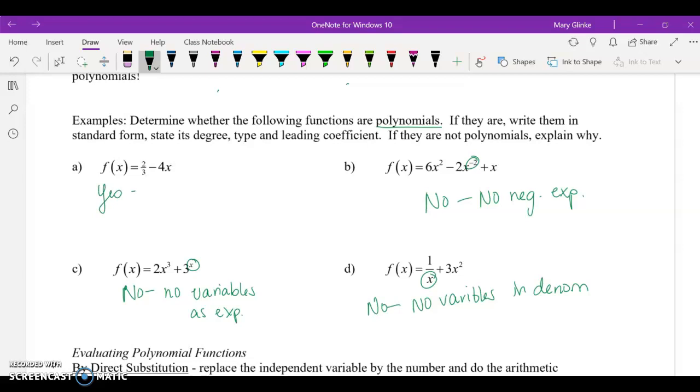So we want to write this in standard form. The -4x would come first, and then the 2/3 after it, making its degree 1. The type means, since it's a degree of 1, this is a linear polynomial. It's also a binomial because there are 2 terms. The leading coefficient then is going to be -4. If we needed the constant, your constant would be 2/3.